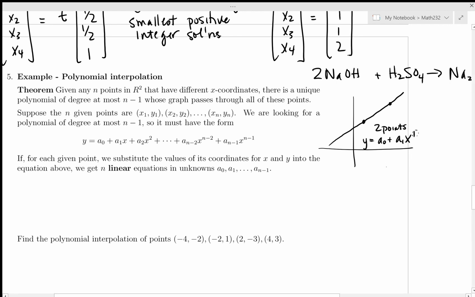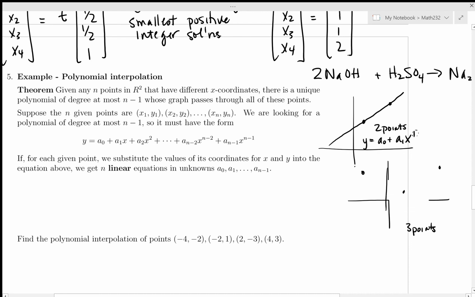Similarly, if I take three points, let me just pick some 3 points like this, like that, the theorem is telling me, okay, I've got 3 points. The theorem is telling me that I will be able to find a unique polynomial, it's actually going to have to go through the points. Let me try that again.